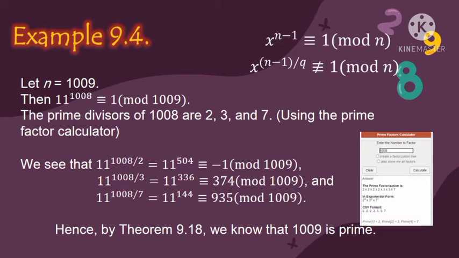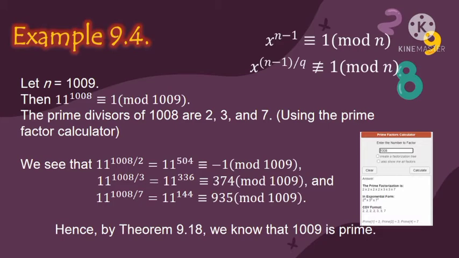The prime divisors of 1008 are 2, 3, and 7. From the definition, q are the prime factors or the prime divisors of n minus 1, which is 1008, and the prime divisors of 1008 are 2, 3, and 7. So how do we calculate this? A while ago, I introduced to you the online calculators, the prime factor calculator.